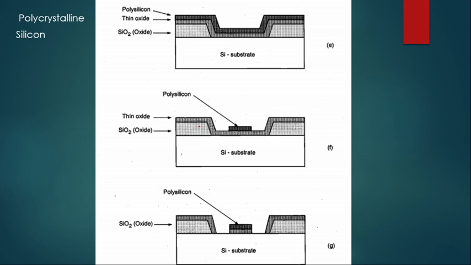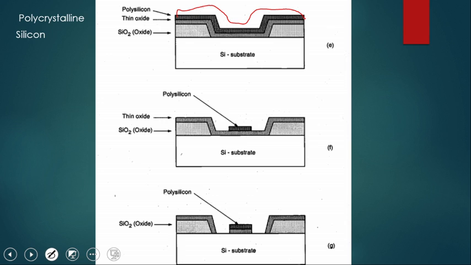So for this also, again the same step will be done. A photoresist layer will be deposited all over the surface, and then again the masking will be done, and wherever the required polysilicon layer is there, only that portion will remain, the other portion will get removed.